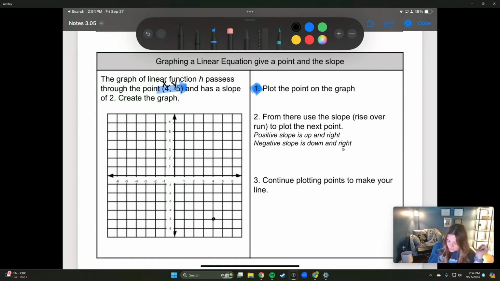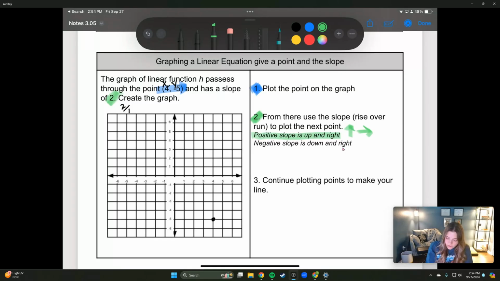Okay, now, oh, I don't know what happened. There we go. So, now that you have your point, we're going to go on to step 2. Step 2 says, from there, use the slope, rise over run, to plot the next point. Now, the slope is 2. Remember that 2 is the same thing as 2 over 1, because anything divided by 1 is itself. 2 divided by 1 is 2.